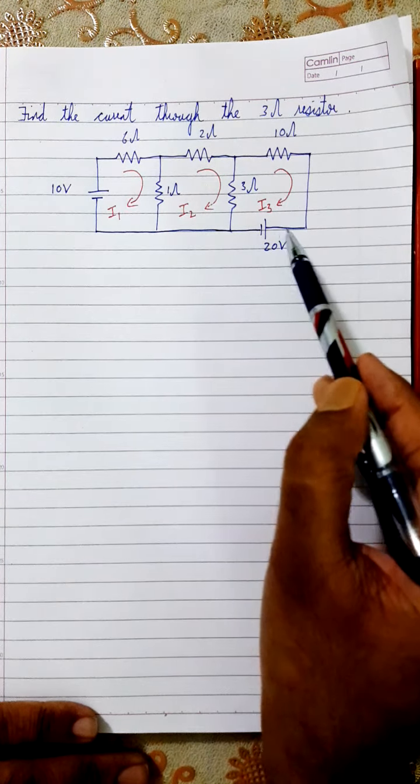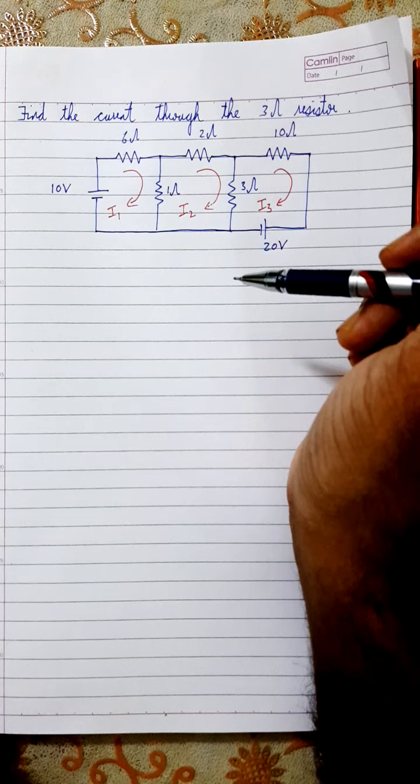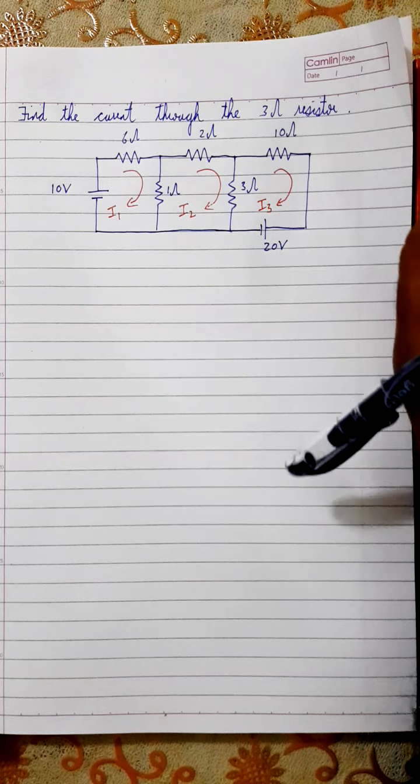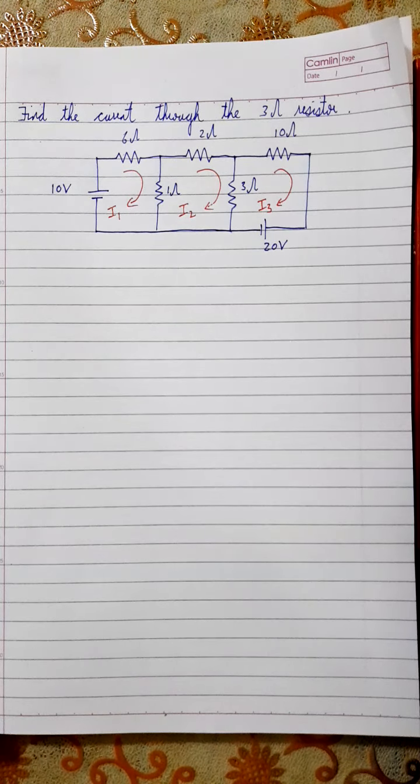One more thing: sometimes even if you have assumed the direction to be from left to right or from top to bottom, in reality it may be different. So how do you understand this? The only difference is that you'll get a minus sign in front of your answer. If you get a negative sign, it means the actual direction is different from the one that you have assumed. For example, here you have assumed this is I1, and according to your assumed direction, it flows from left to right, clockwise.